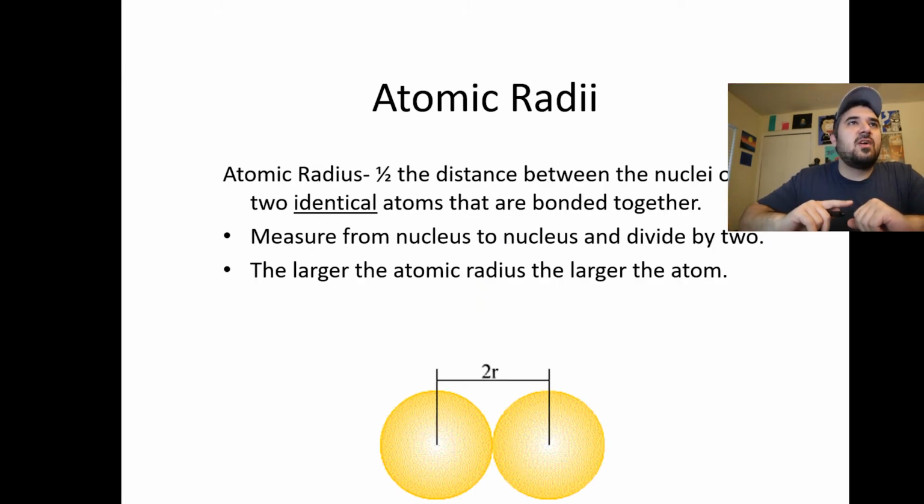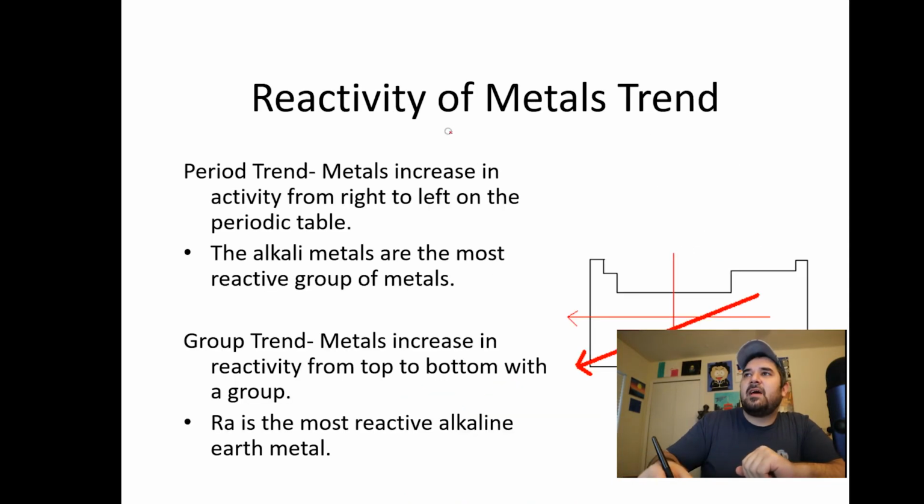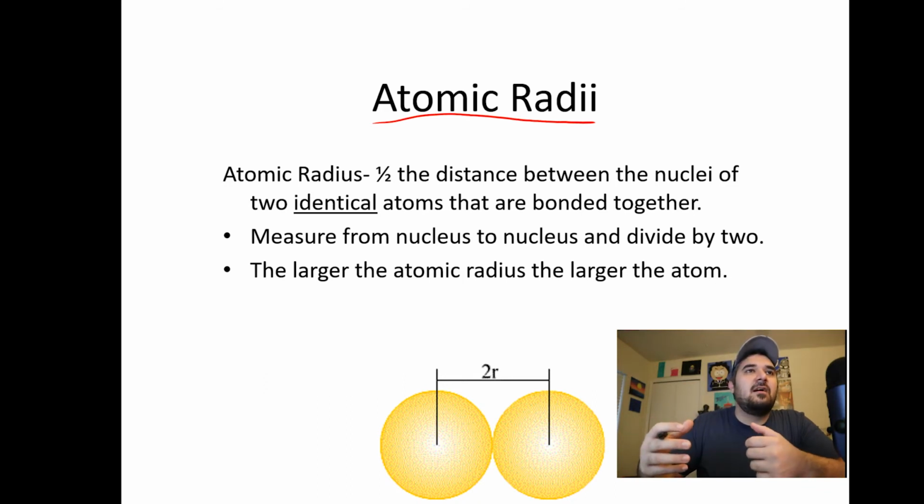All right, so the first trend we're going to talk about today is called atomic radii. Radii basically means radius. Everyone should write down atomic radii. Atomic radii is the radius, or the size, of an element. So when I talk about atomic radii, we're talking about the size.